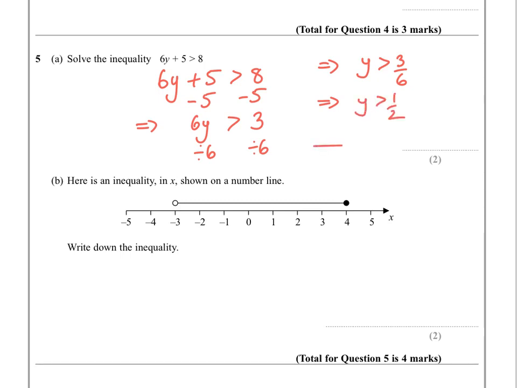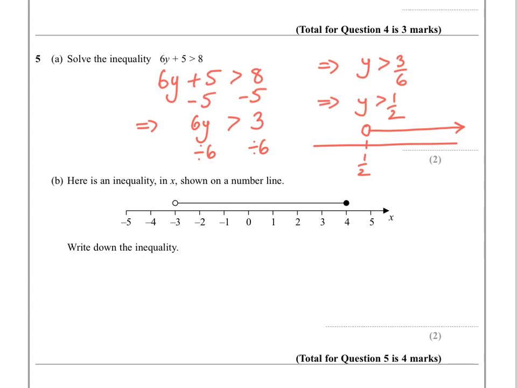And if you were to draw that on a number line, you would mark off 1/2 here, and then you would put a hollow circle, because then you can't actually be the half. If you had greater than or equal to a half, then it could be the value half, and you would just shade that in. But we don't have that. We have y is greater than a half.